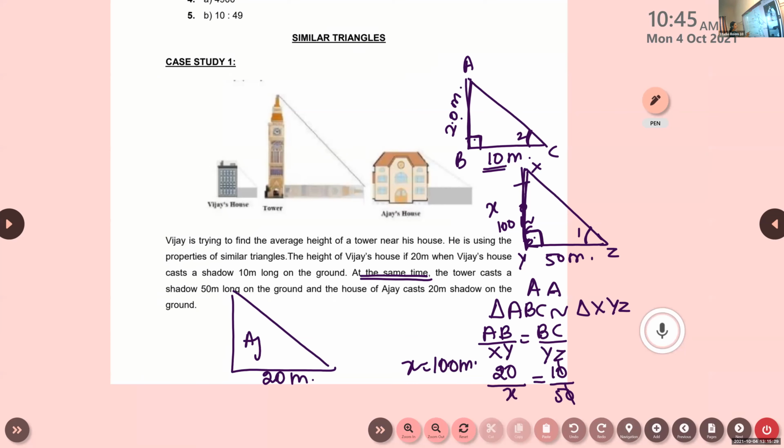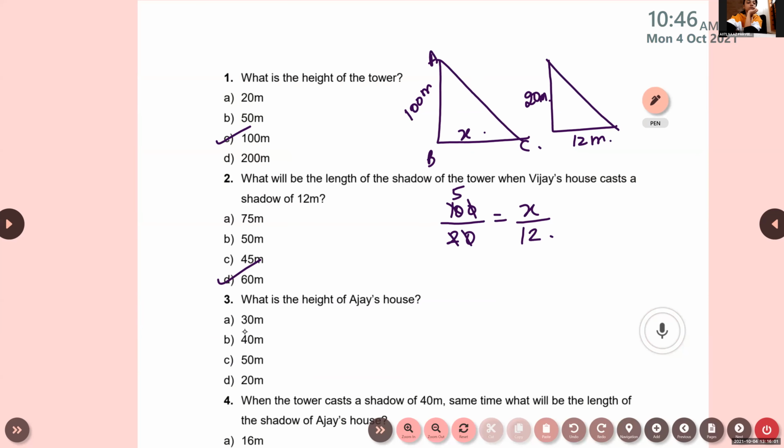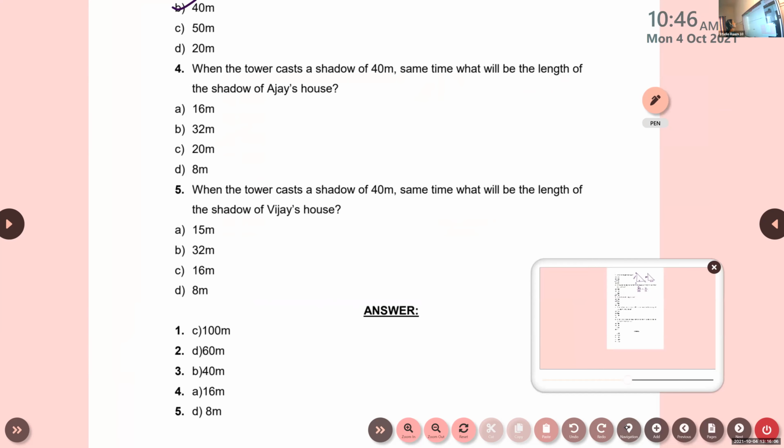Let this be Ajay's house. And what was initially given about Vijay's house? Vijay's house's height is 20 meter and shadow is 10. It is 20, 10. This is for Vijay. So from here you find out what will be the height of Ajay's house. 40 meter. Yes, correct. It is 40 meters. Now look at the next one, the fourth one.